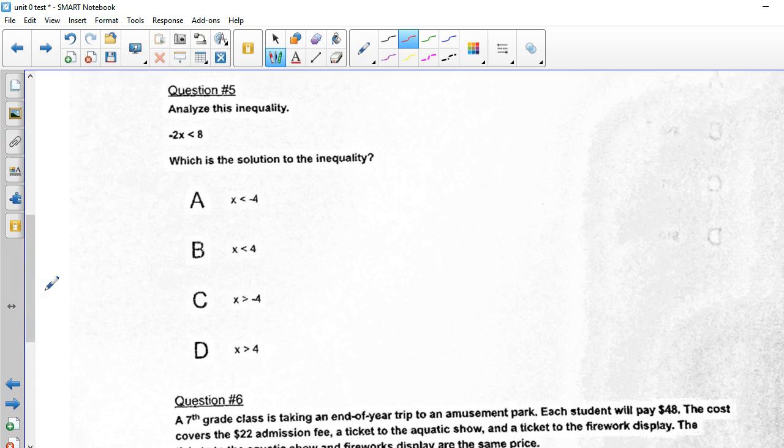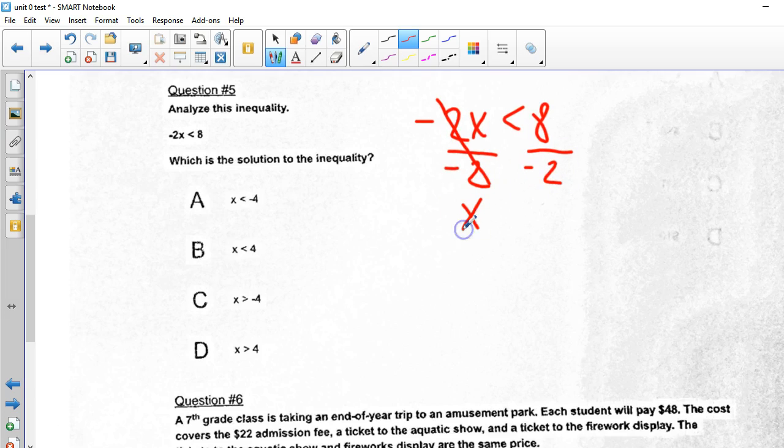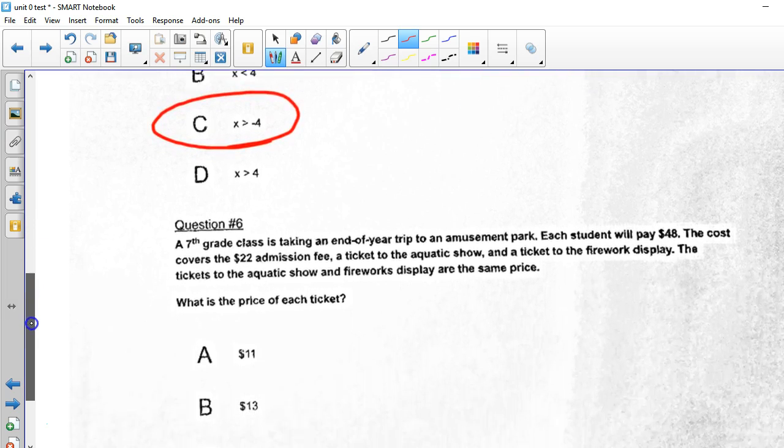Number 5, analyze this inequality, which is the solution. Well, anytime we have an inequality, like negative 2x is less than 8, and we want to divide both sides by that coefficient of negative 2 so that we can solve it for x, because negative 2 divided by negative 2 is 1. Anytime you multiply or divide by a negative number, you have to reverse the inequality sign or flip it the other way. And so this becomes x is greater than negative 4, which is answer C. I know a lot of you missed it because you forgot to reverse the inequality sign. So always, always, always remember that's a special rule for inequalities.